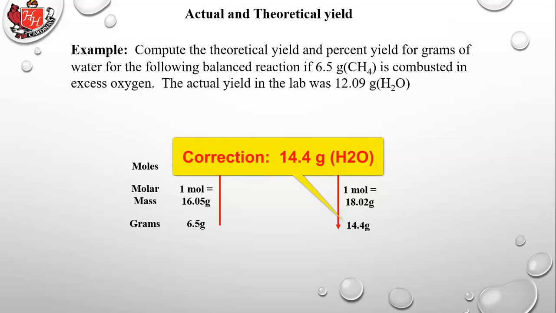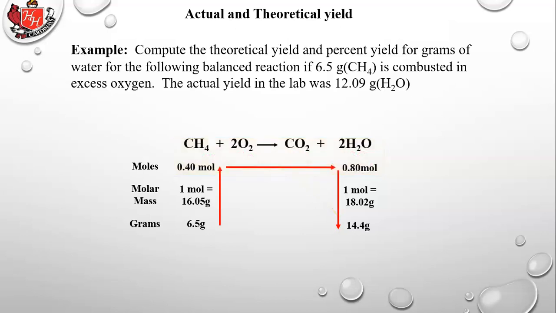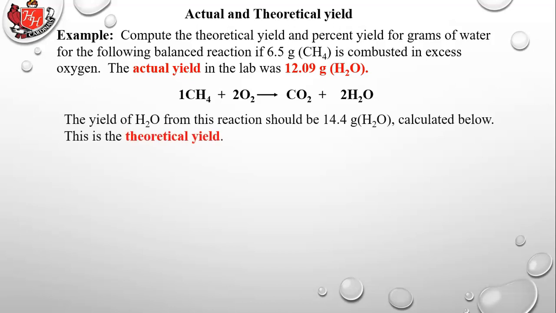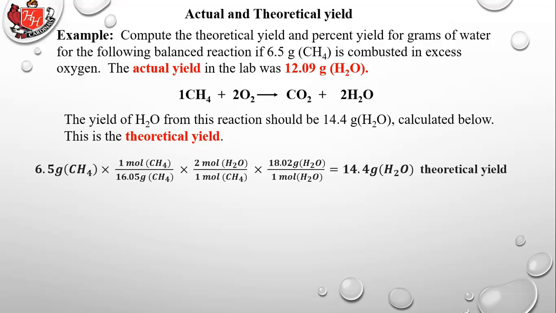But it says that the actual yield in the lab that you measured was only 12.09 grams of H2O. It says that in the problem. So there's the problem rewritten. So the actual yield is 12.09 grams. So the yield of H2O from this reaction should be 14.4 grams, calculated below. This is the theoretical yield.